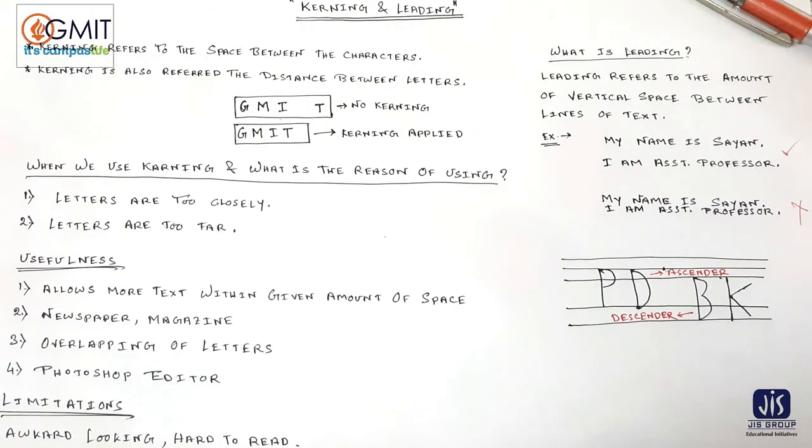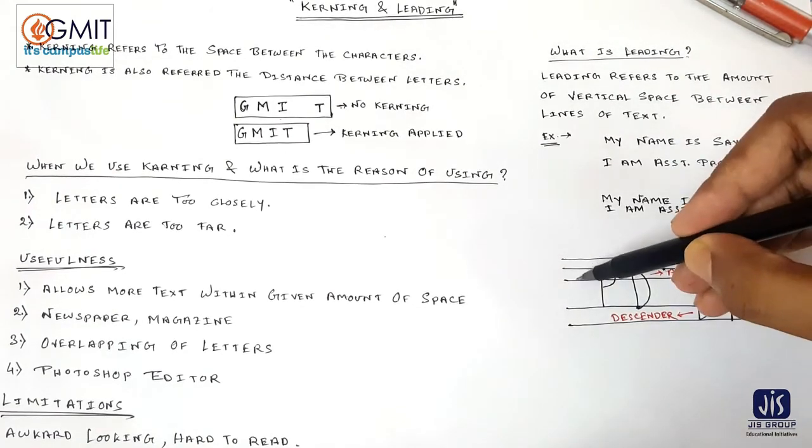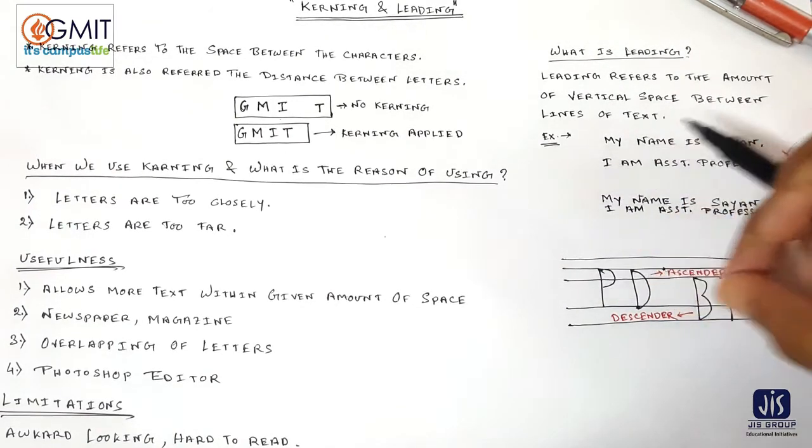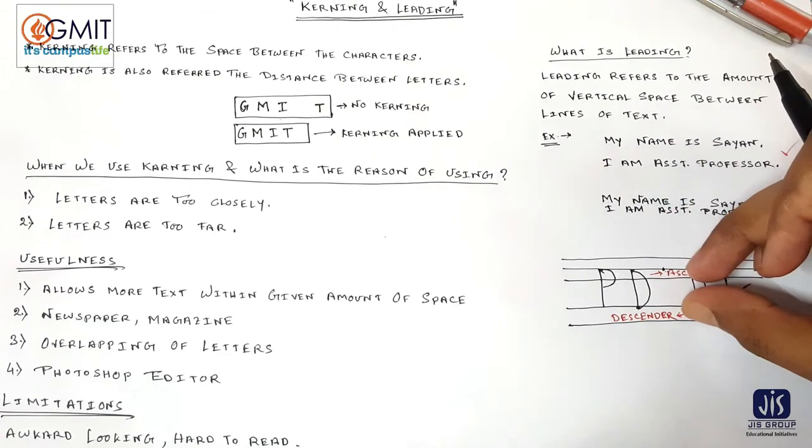Now come to the next part. Here is another example. You can see this PDBK. I have written like this, nothing else. Suppose these are the spacing lines. Or you can say baseline. Actually, this is your baseline.